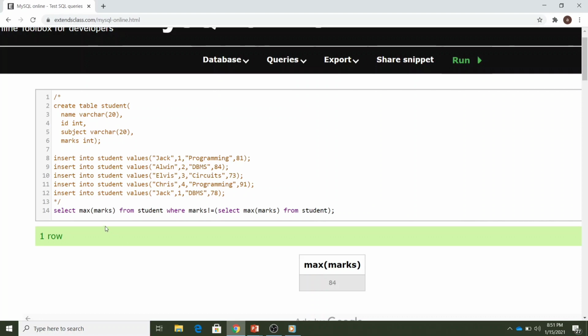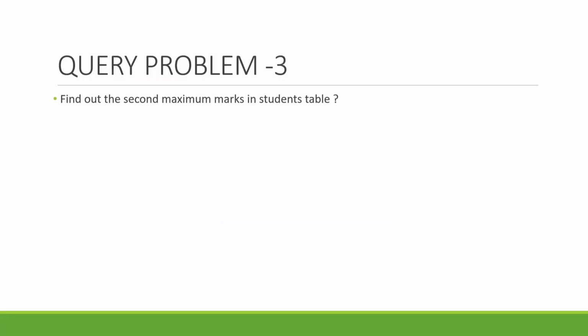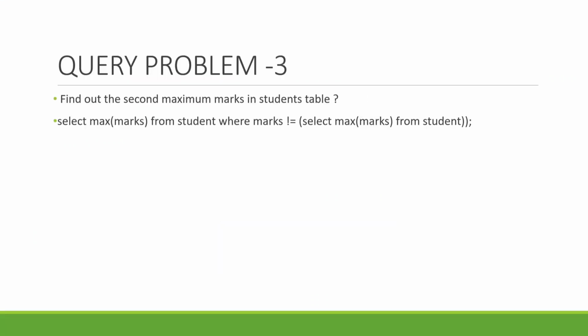If I break my query into smaller parts, let's go from inner to outward. The innermost query is select max marks from student. This will give me 91, right? And now if I go a little bit outwards, where marks not equal to 91, right? So we are selecting max marks from the student table where marks is not equal to 91. So 91 is not present, and it will just find the maximum from all the remaining elements that are present. And so 84 will be the output that we actually want. So this is what is written here.